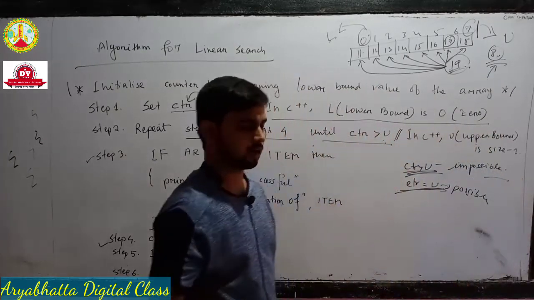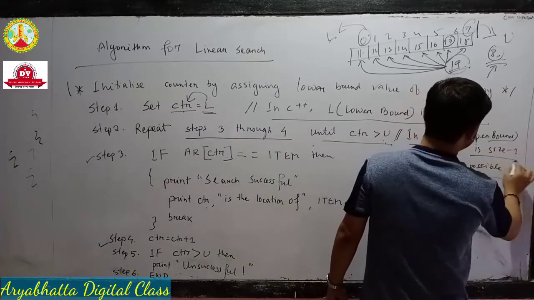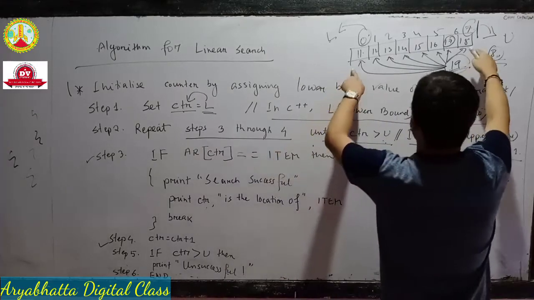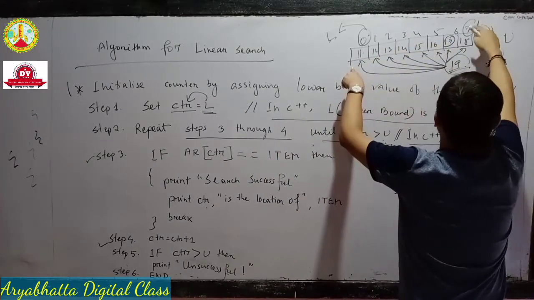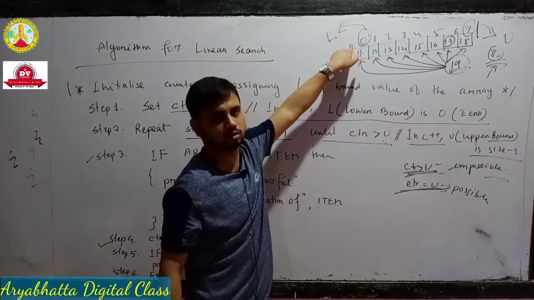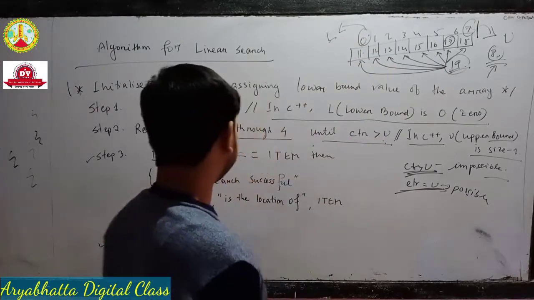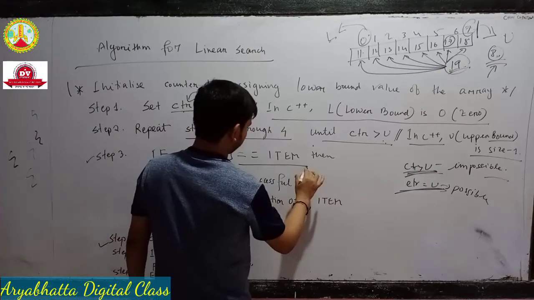Why am I telling you this? In C++, the upper bound is size minus 1. Why size minus 1? Here, what is the size of the array? 8: 1, 2, 3, 4, 5, 6, 7, 8. And the upper bound is 7, which means one value decrement. Why? Because we start from 0. That's why your upper bound is size minus 1. Right? If AR[CTR] is equal to item.